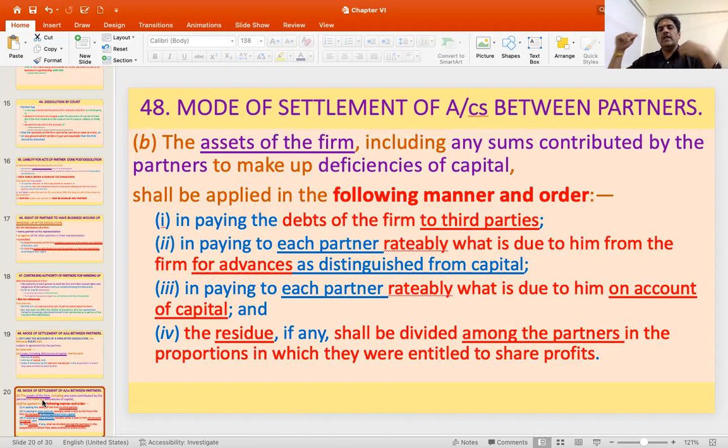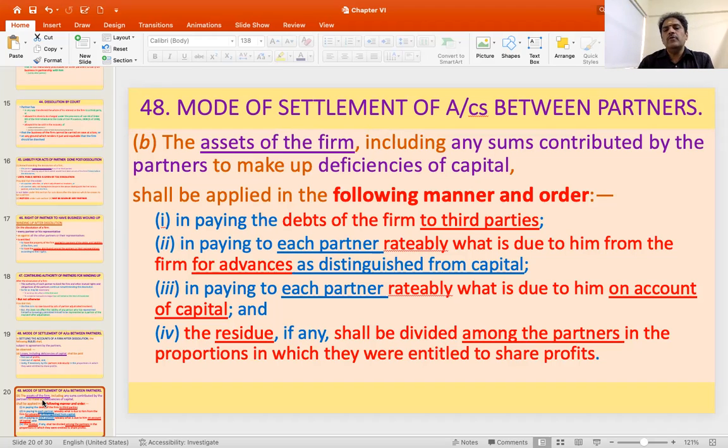Then next, what do you do with the assets of the firm? The assets of the firm, including any sums contributed by the partners to make up deficiencies of capital. At any point of time where there is a deficiency of capital and you have made up the deficiency by contribution of money, how are the assets of the firm and these monies utilized? The realizable money that has come out will be used for paying the debts of the firm to third parties. So the first ones who have to be paid are the third parties.